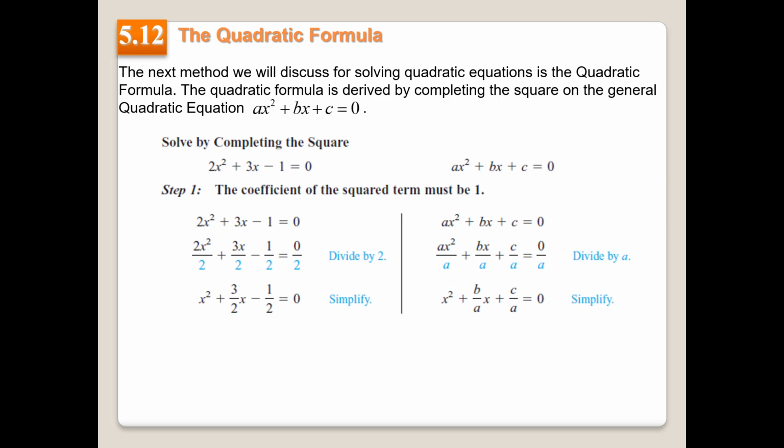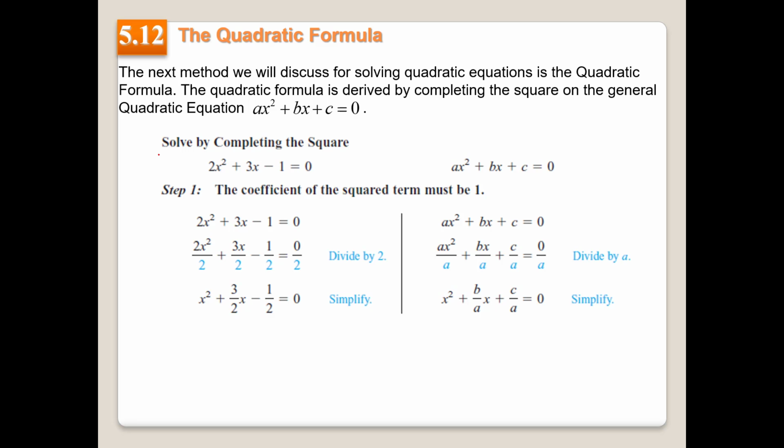As you can see, we have set up here, just like in the formula I just read off, ax squared plus bx plus c equals 0. Now the coefficient of the squared term must be 1. So we need to get rid of that 2. In other words, our a value must be 1, so you divide everything by 2. And that left us with x squared plus 3 halves x minus 1 half equals 0. That's our first step: getting the coefficient of the squared term to equal 1.